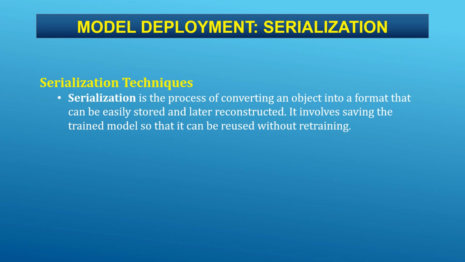Serialization technique. Serialization is the process of converting an object into a format that can be easily stored and later reconstructed. In the context of model deployment, it involves saving the trained model so that it can be reused without retraining. Common formats. Examples include pickle and joblib for Python, which serialize Python objects efficiently.